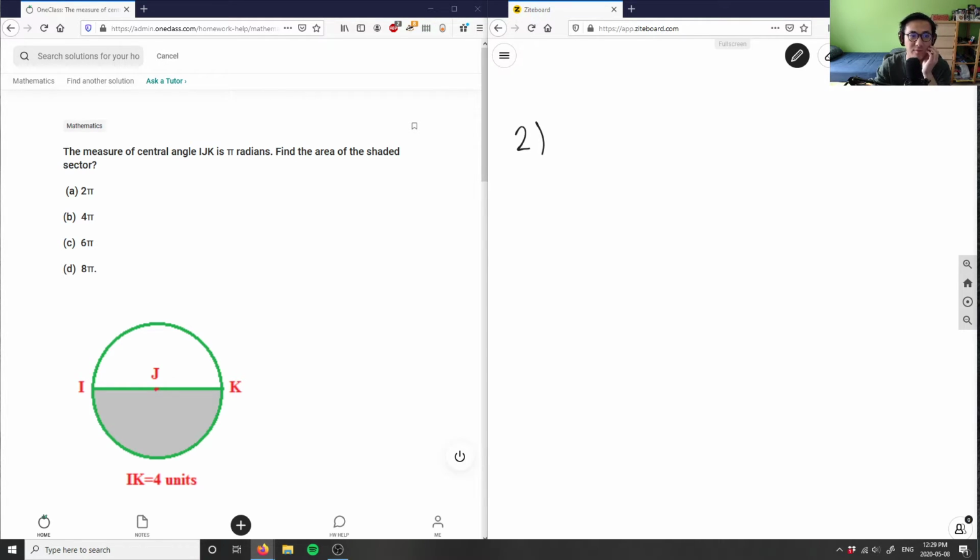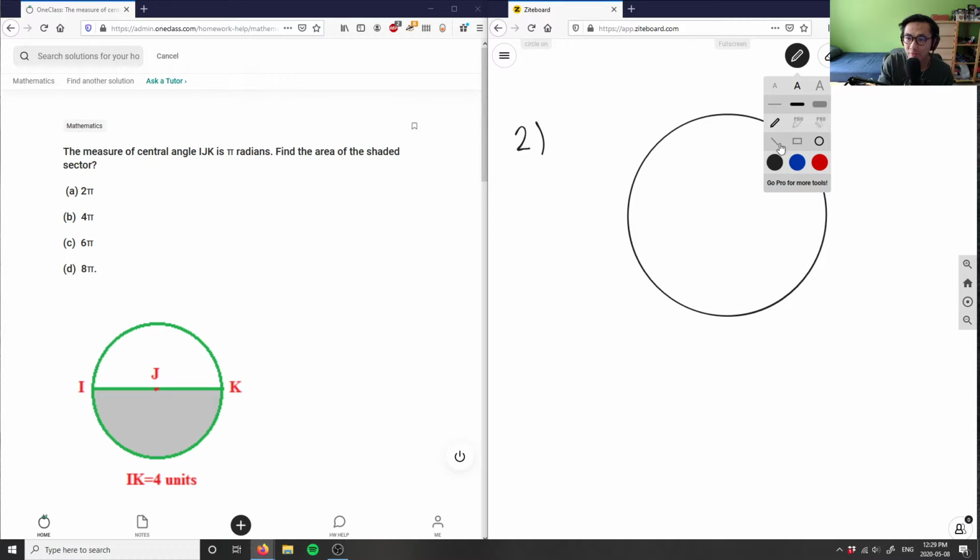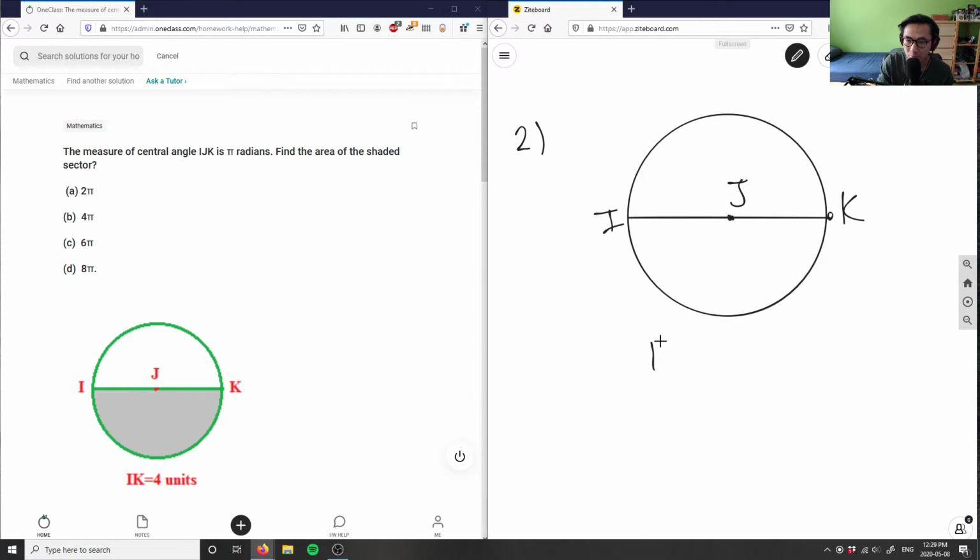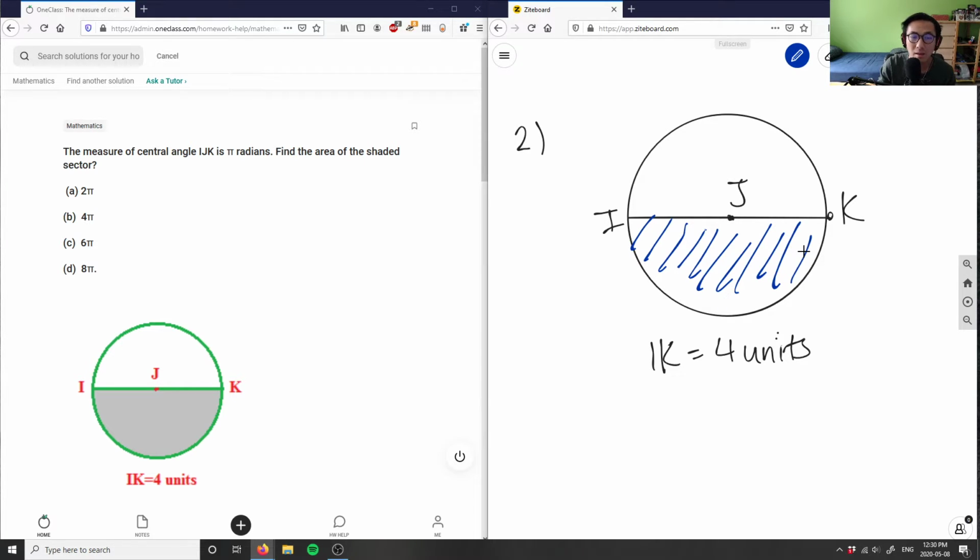So number 2 is asking us if the measure of a central angle IJK here is pi radians, find the area of the shaded sector. So let me redraw this guy here. And I have a line here. Let me use the line tool. And then I have here I, J, and then K. And the IK, we know the IK here is 4 units here. And I want to find this shaded area, right? I want to find this shaded area here. And the measure here is pi radians. So find the area of the shaded sector. So what is the area of the shaded sector?